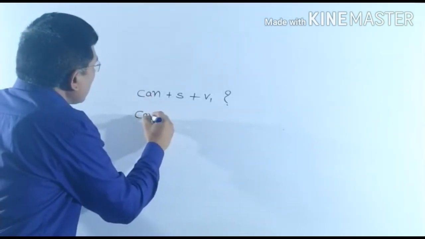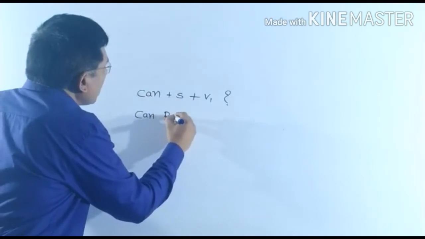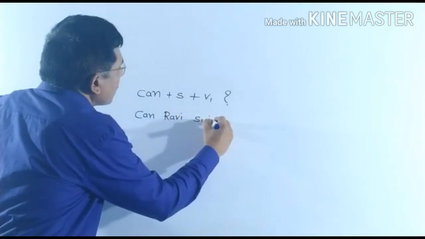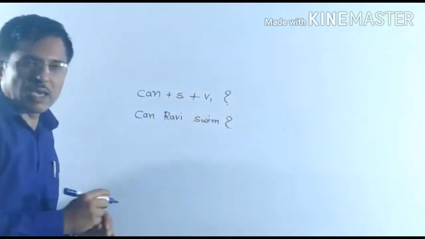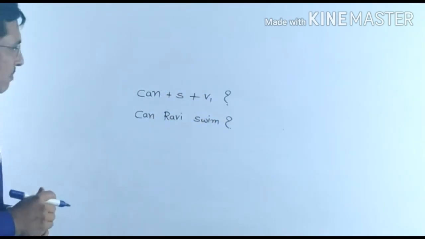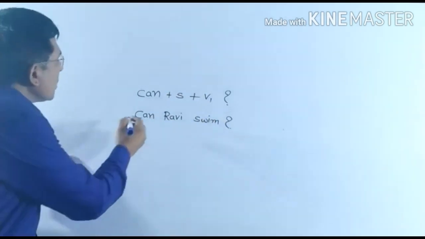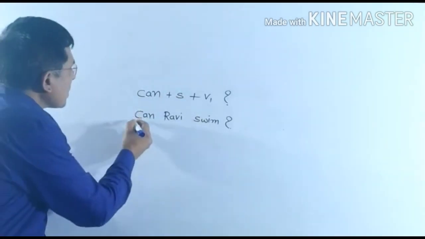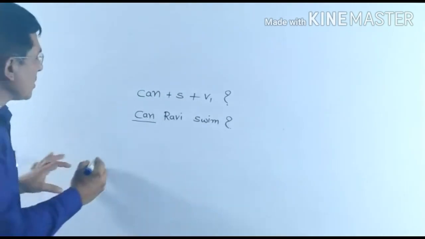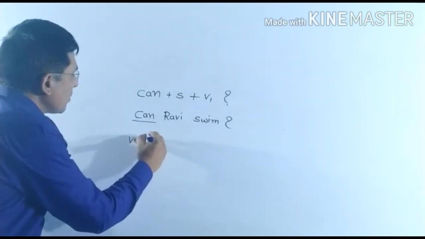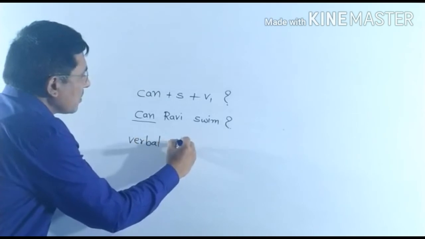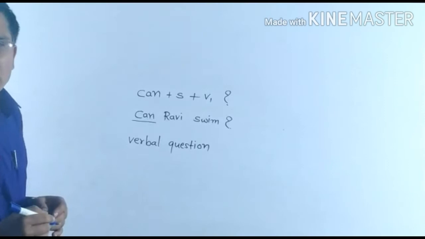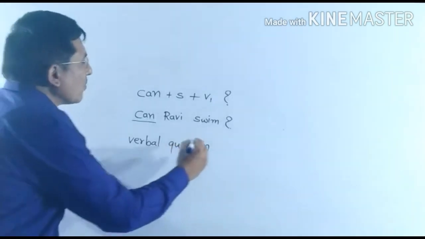Can Ravi swim? Can Ravi swim? Here our question is ready. This question is also called a verbal question. This is a verbal question. Or it is also called a yes no question also.